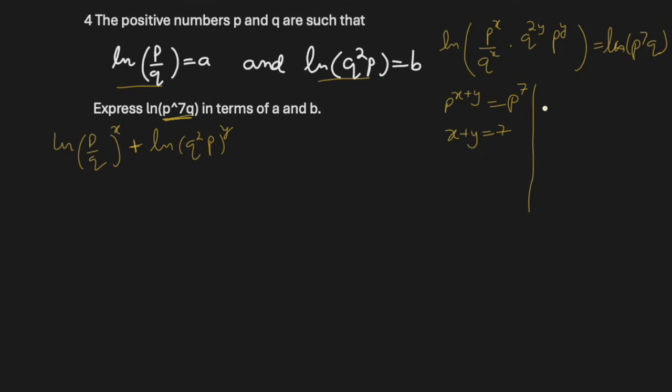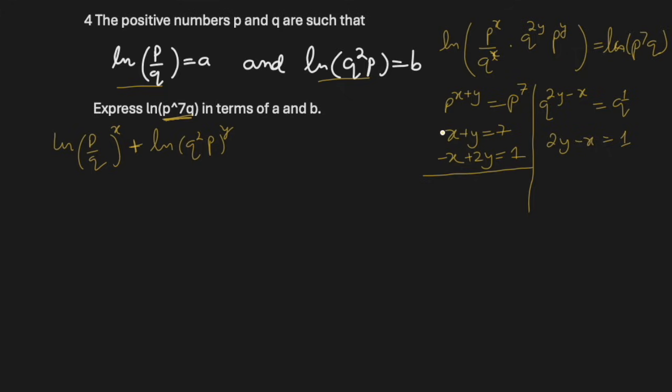Similarly here, q to the power 2y minus x, because this is dividing, will be equal to q. That means 2y minus x equals 1, comparing the powers. Now we have simultaneous equations, which I will solve using the elimination method. So I'm adding this one here: minus x first, then plus 2y equals 1.